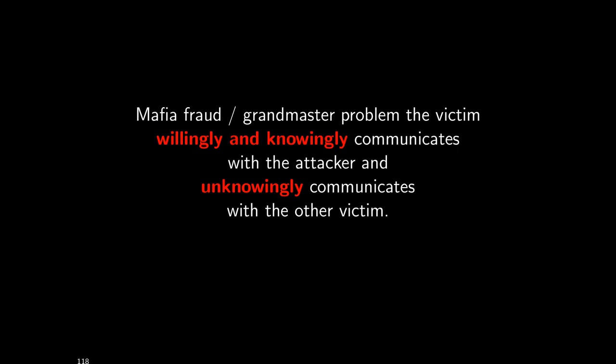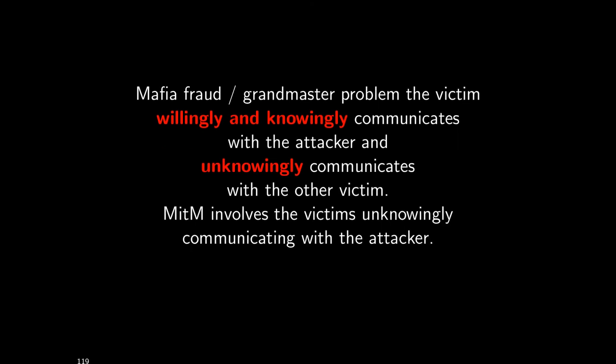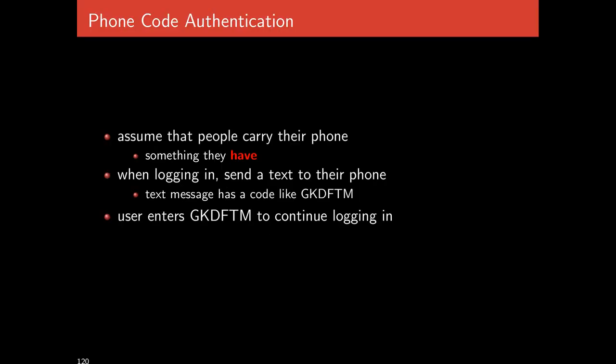Alice and Bob are both victims in the scenario, but in a man-in-the-middle attack, Eve is situated between Alice and Bob, and Alice thinks she's talking to Bob, and Bob thinks he's talking to Alice. Whereas in mafia fraud, Alice thinks she's talking to Eve, but in reality, she's talking to Bob, and Bob thinks he's talking to Alice. So this is the difference. With mafia fraud, the victim willingly begins communication with the attacker, and that's used to authenticate a session to somewhere else. Man in the middle involves victims unknowingly communicating with the attacker.